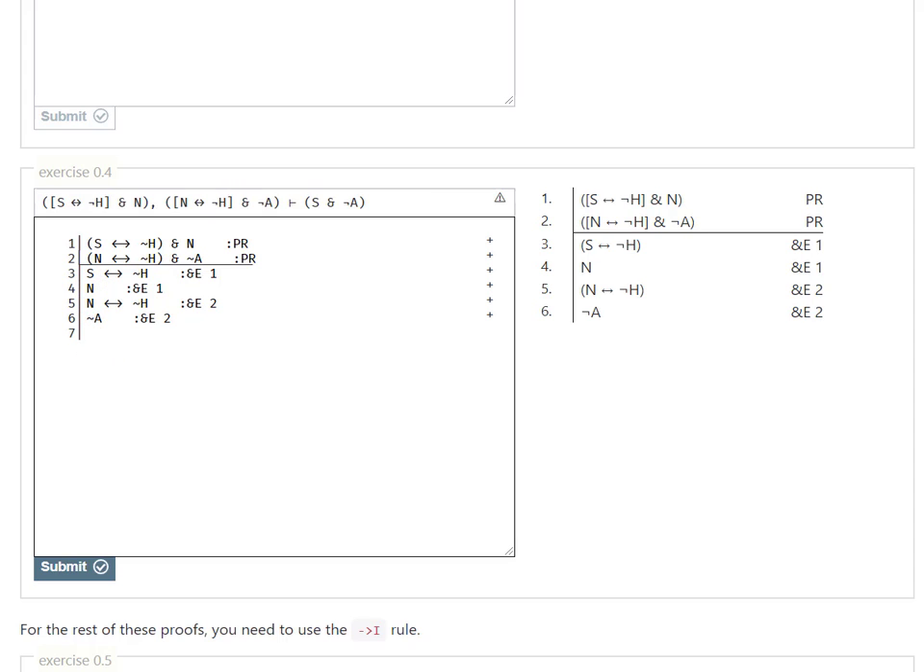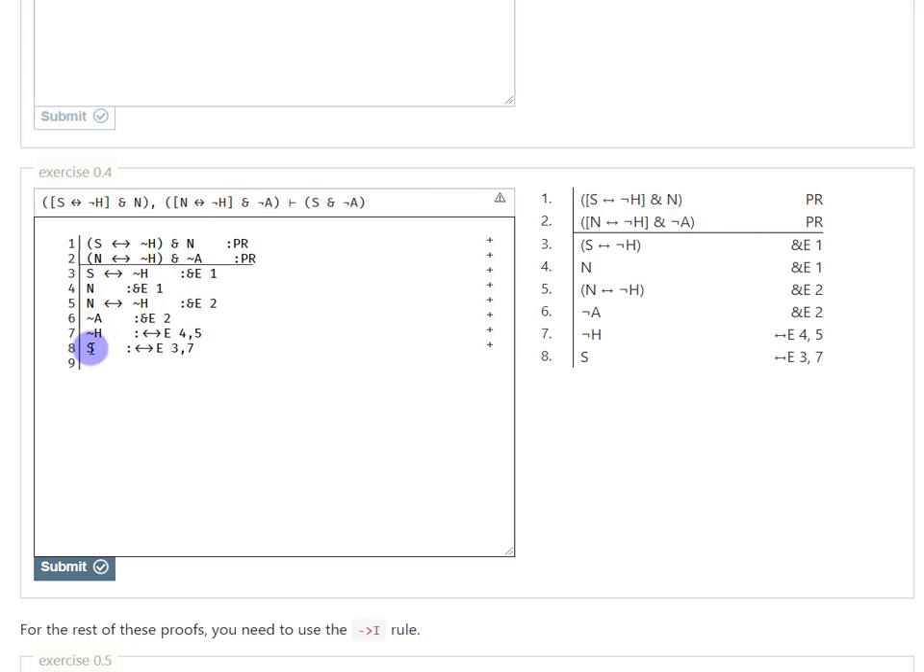Okay, so I'm going to put that down. Okay, so here on line 5, I have a biconditional, N if and only if not H. Here on line 4, I have one half of the biconditional, the N. So that means on a new line, I can put the other half of the biconditional, not H. So that's what I did here, not H, biconditional elim, lines 4 and 5. Okay, so now I have not H, and that means I can do the same thing with lines 3 and 7. Here's my biconditional, S if and only if not H. I have not H on a line by itself, so that means I can put the other half of the biconditional, the S, on a line by itself.